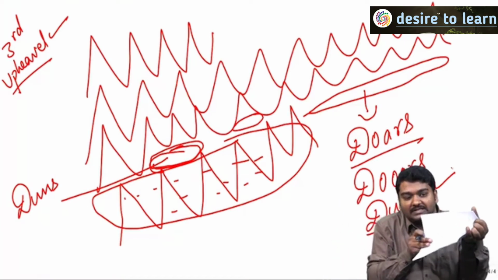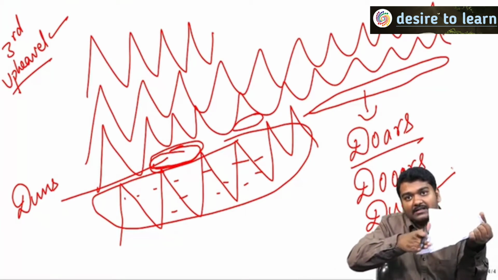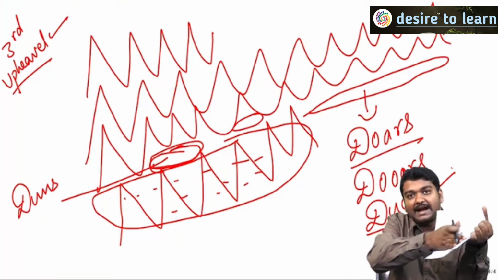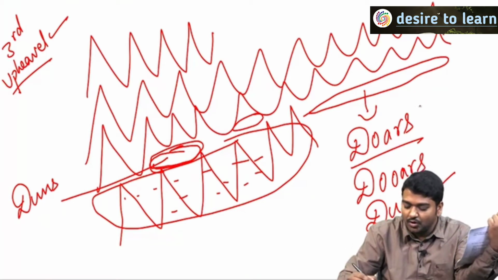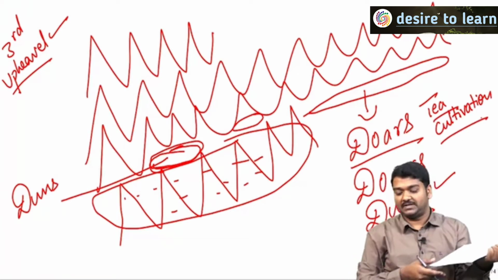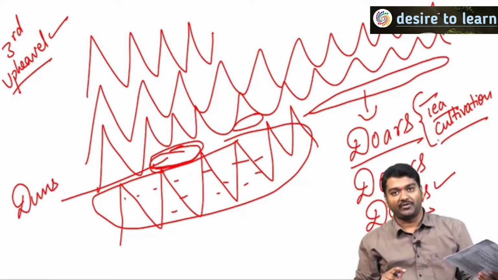Now how do these dooars look? If you actually see the shape of these dooars, they are slanting like this, right? As they are present like this, these dooars are good for tea cultivation. This question was asked in UPSC, right guys? So this is very, very important for us.